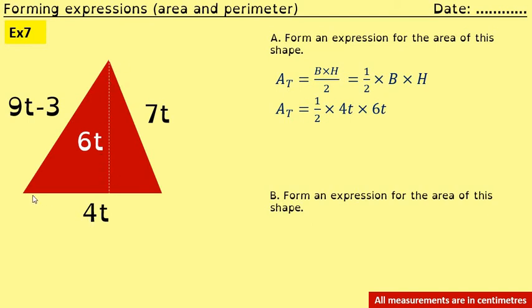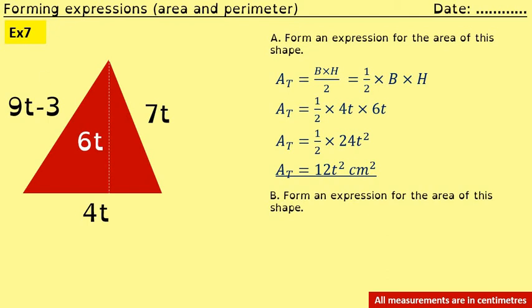So 6t and 4t are my base and my height here. So I'm going to be doing a half multiplied by 4t multiplied by 6t. I'm going to leave the half till the end, so I'm doing a half times 24t squared, and that would be 12t squared centimetres squared for my area.